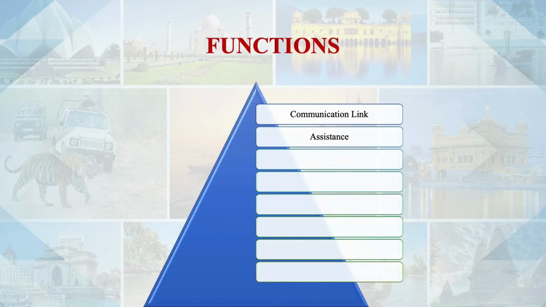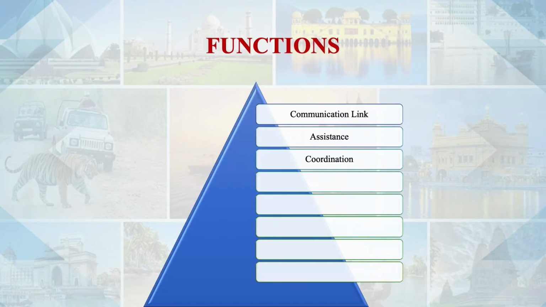The next is assistance. Supervisor assists the middle level management in performing various managerial functions. For instance, in case of the staffing function, they provide all the relevant information on what is needed in terms of the number and quality of the employees. The next function is coordination.